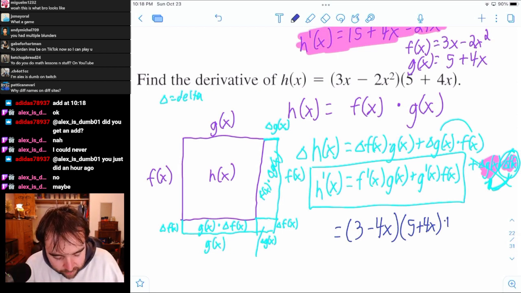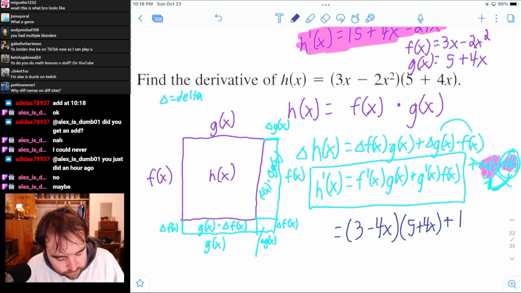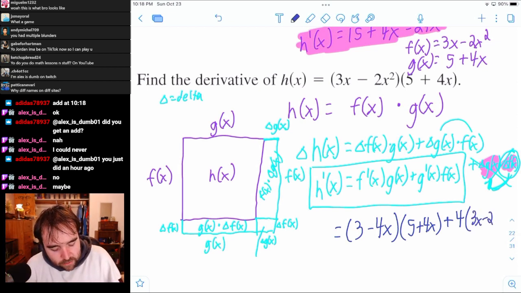And then we add the derivative of the second function. So the derivative of the second function is just 4 times the first function, 3x minus 2x squared.